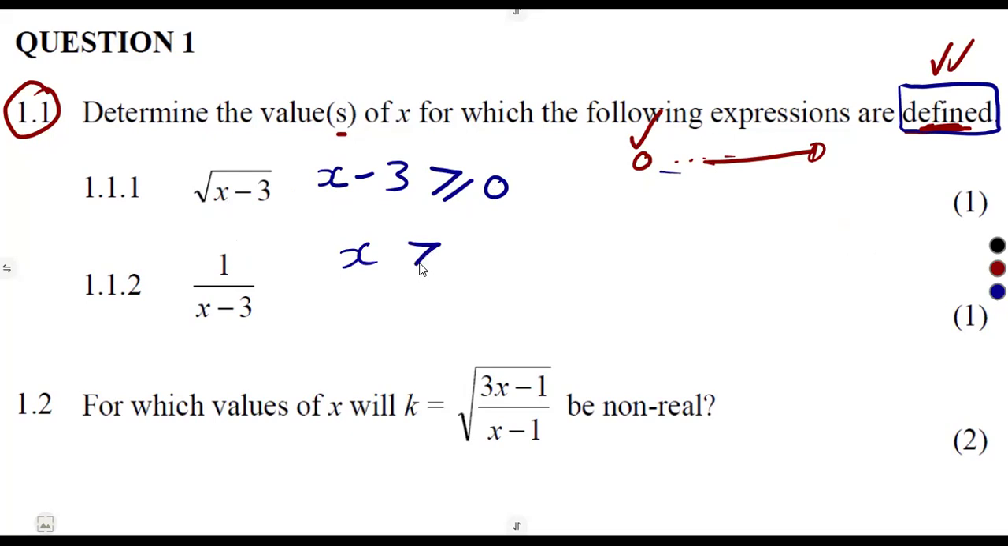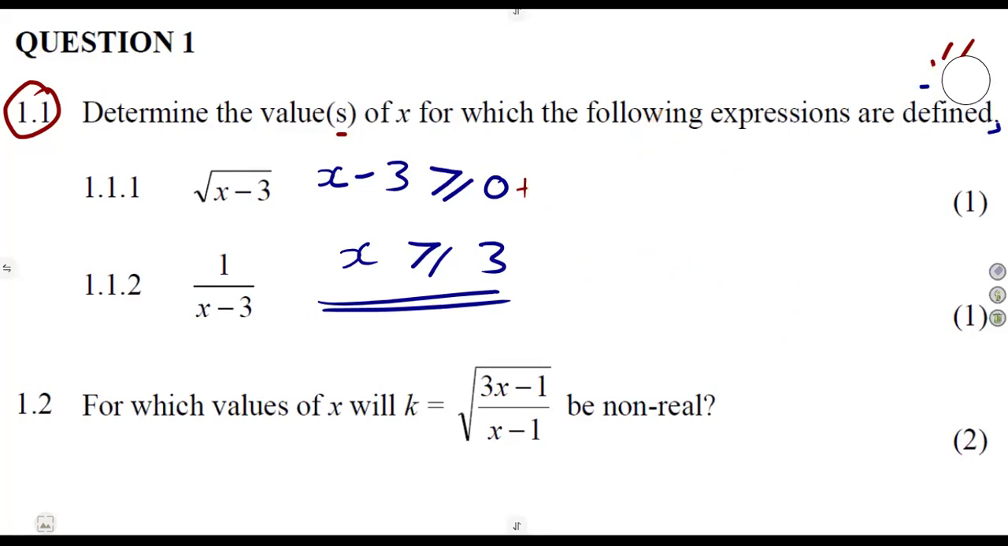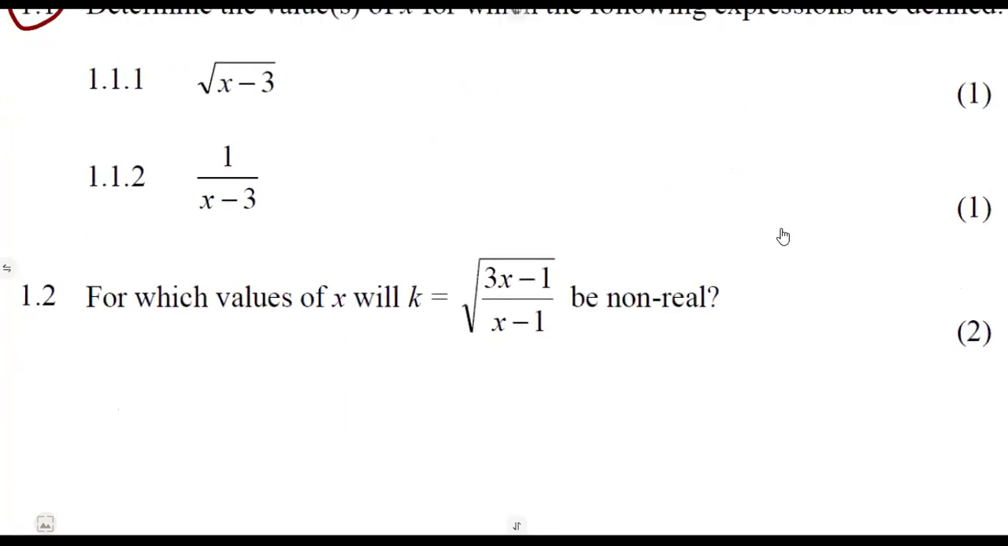So x is greater than or equal to, taking the minus 3 to the other side, a positive 3. So x is greater than or equal to 3. Same answer as in the previous case, where x is part of the real numbers. So guys, this is how you can simply answer this question. It was just 1 mark, so we're not going to talk much. Let's move on to another part.